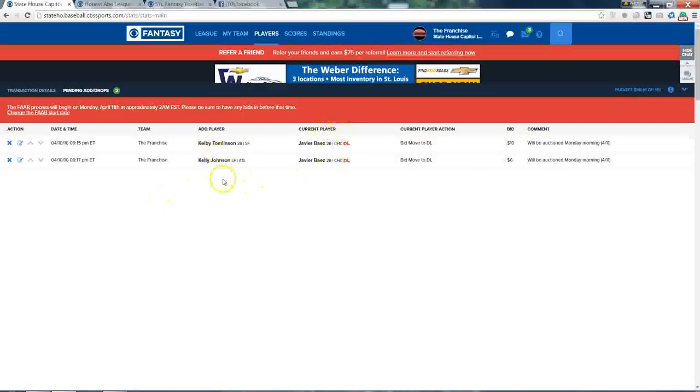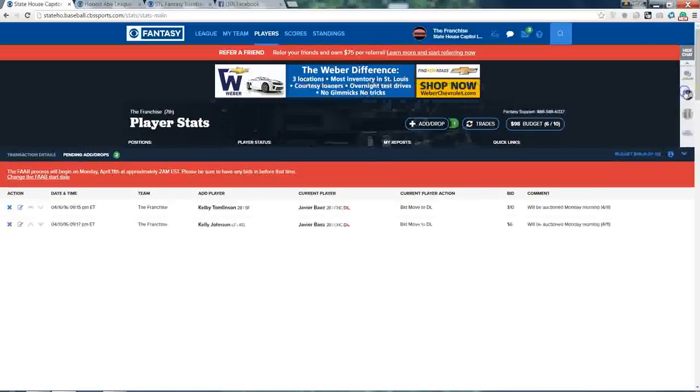Kelly Johnson. Now, you can mark your priorities however you want over here, but they're always going to take the higher bid. So even if I wanted to say I'd rather have Kelly Johnson at 6 than Kelby Tomlinson at 10, which I know seems weird, but at some point that's going to happen, you cannot do that. Now, if they were both $6, then you can move Kelly Johnson ahead of Kelby Tomlinson, and so on and so forth. So you got that. All right, so let's get rid of that.